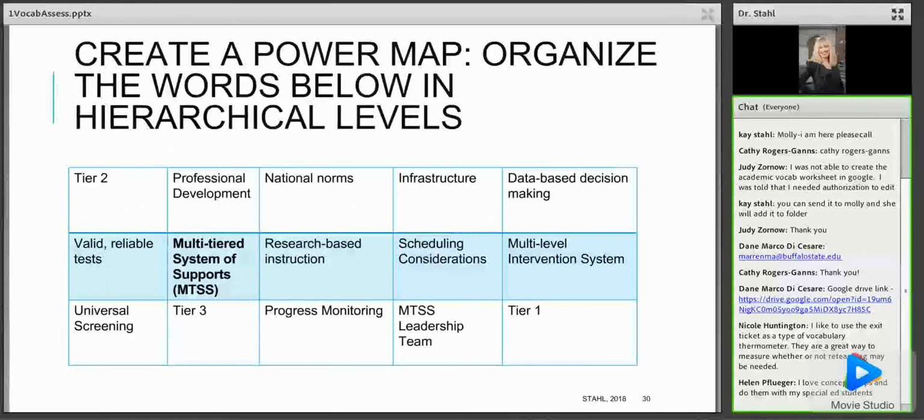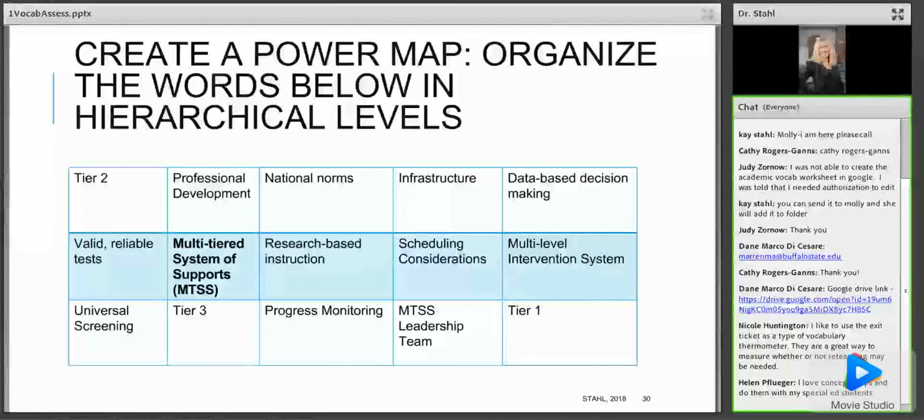So now I'm going to ask you to actually do one of these. I would like you to create a power map. Since our webinar is sponsored by our wonderful host, the New York State RTI TAC, I thought that I would give you an opportunity to refresh your memory on some of our RTI MTSS terminology. So if you would, right now, on a piece of scratch paper, here are some words.